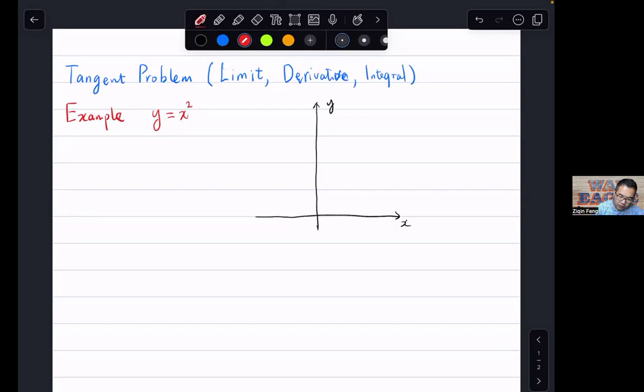So the graph of this function is basically all the x, y's such that y equal to x squared. That is how we understand it. Let's try to sketch the graph, passing through 0, 0 and 1, 1, negative 1, 1. So it's a parabola that opens up.